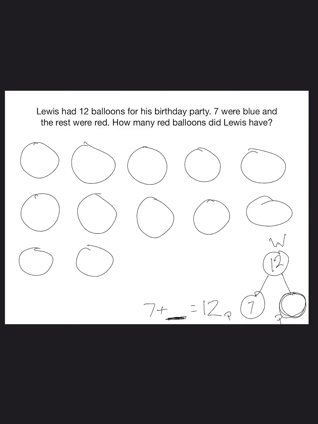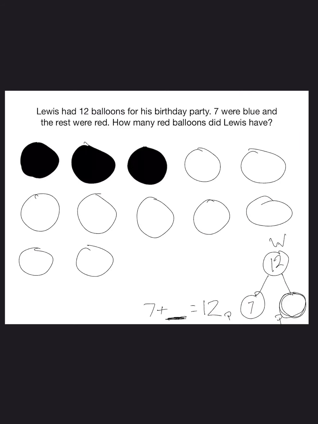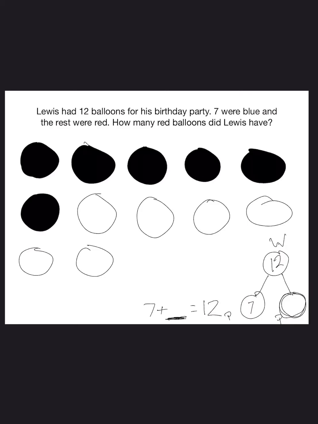All right, now we have to represent the 7 blue balloons we know that Lewis has, and that will help us to figure out how many red balloons he has. So let's go ahead and color in 7 balloons. 1, 2, 3, 4, 5, 6, 7.